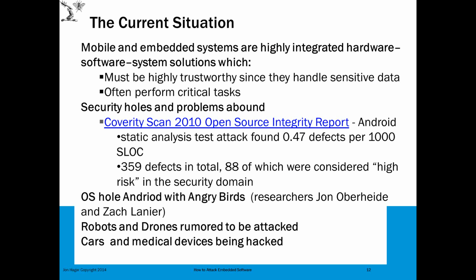So the problem and the context, what are we seeing? What's some of the industry data out there? You can look at these as kind of scary stories, if you will, ghost stories type of things. These mobile and embedded systems, they're highly integrated with the hardware, the software, and the solutions. We're starting to put a lot of trust on them handling data, and people are storing more and more sensitive kinds of information, financial information, personal pictures, all kinds of things on their phones, and a lot of times we're using them to perform critical tasks.